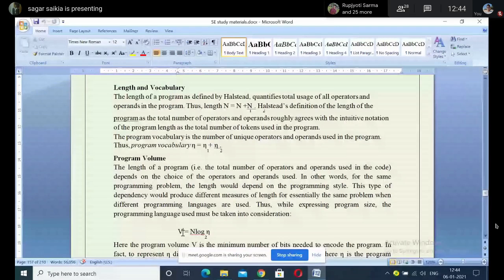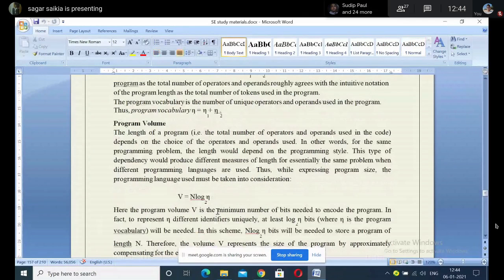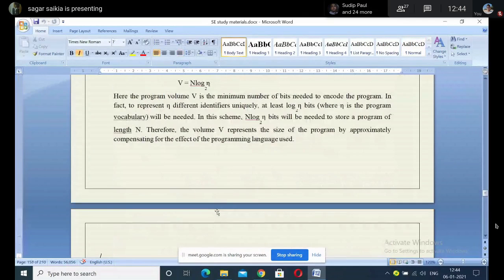So the program volume will be N, capital N. What is capital N? It is the total length of the program, times log to the base of 2 of eta, and eta is the total program vocabulary. If you use this equation, you will find the program volume. The volume at the machine level will always be represented in terms of bits.